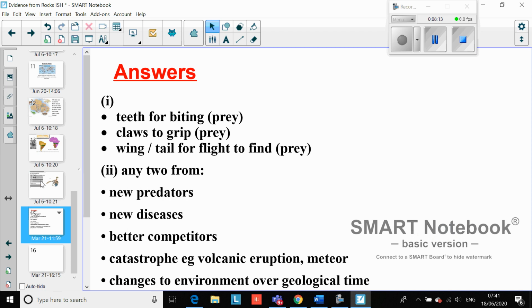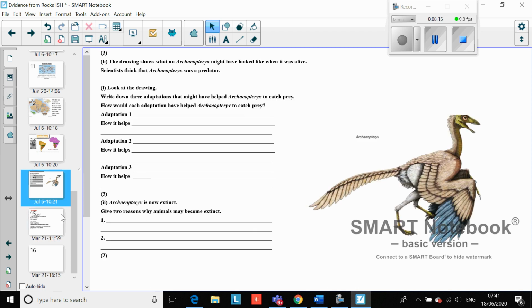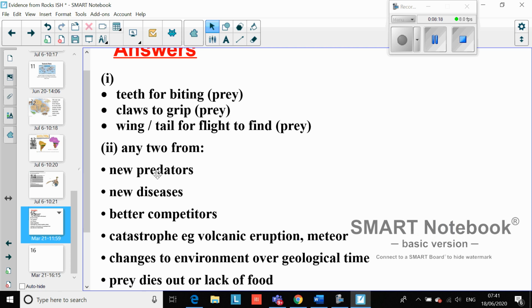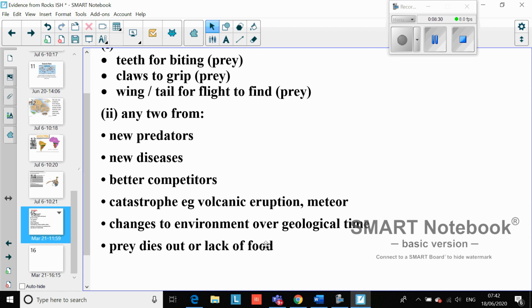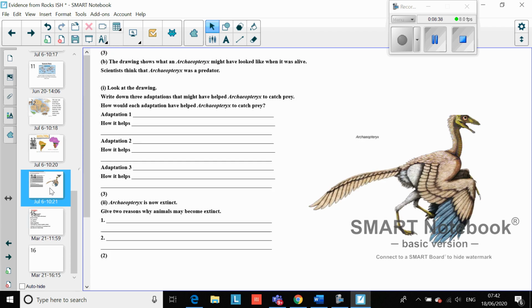Why might it have become extinct? Okay, any reasons. So, new predators, new diseases, better competitors, a catastrophe like a volcanic eruption or a meteor, changes to the environment over geological time, prey dies out, or lack of food. Those are some of the reasons, but there is something else we forget. It kind of reminds you of a bird, maybe a bit like a turkey. The fact of the matter is, sometimes some animals evolve into others, and the fossil record gives us brilliant evidence of this.